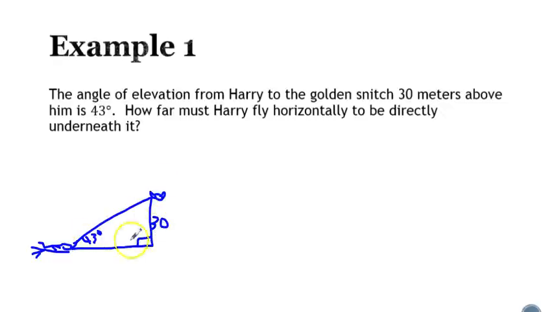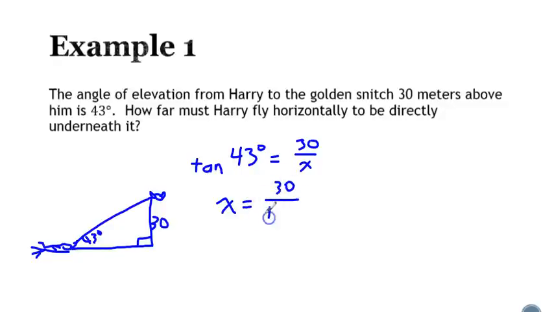So in this case, we want to figure out which trig function is going to define the relationship given to us here. We have an angle, we have the opposite side, and we're looking for the adjacent side. Most angle of elevation and depression questions are going to come down to the tangent function. So tangent of 43 in this case will equal the opposite side over the adjacent side, which is what we're interested in. So I would multiply both sides by x and then divide both sides by tangent of 43, and that would give me x equals 30 over tangent of 43.